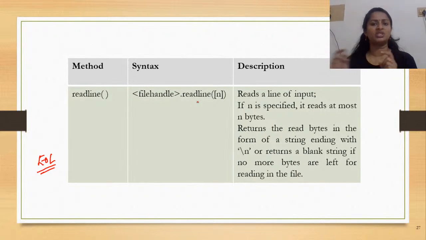It is actually an optional value, since in the syntax it has been specified with the square brackets. Now what happens here is, if n is specified, at the most n number of bytes from that line is read. Otherwise it will read the bytes in the form of a string ending with newline. Now actually, what is the readline function doing?